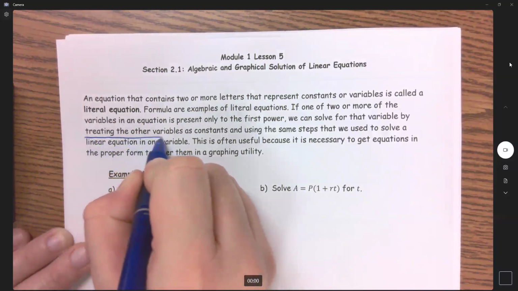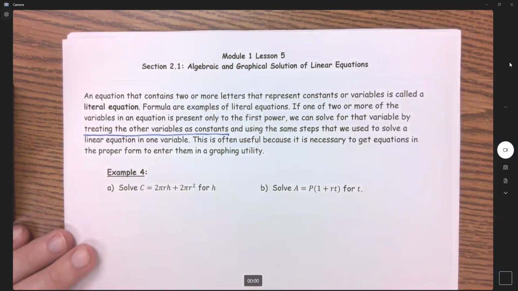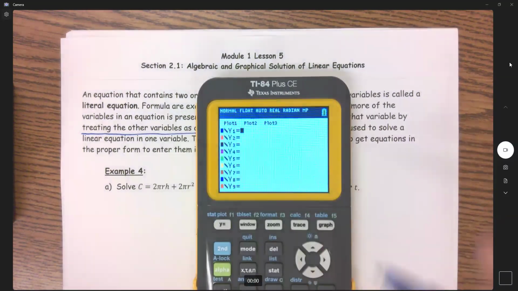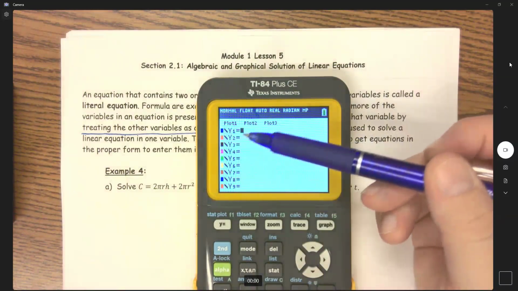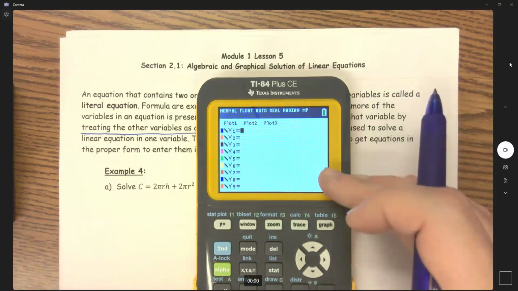the other variables as constants and using the same steps that we used to solve a linear equation in one variable. This is often useful because it is necessary to get equations in the proper form to enter them in a graphing utility. So for example here, if you notice, it is always y equals, y1 equals, y2 equals, y3 equals, and so on. So if our equation is not solved for a variable or solved for y, we have to be able to rearrange it so that we can input it in here.